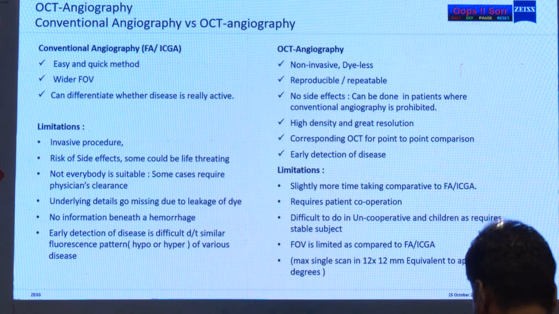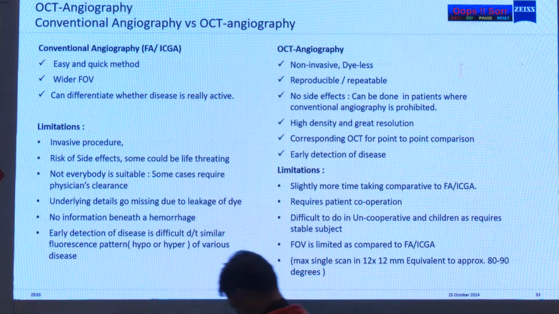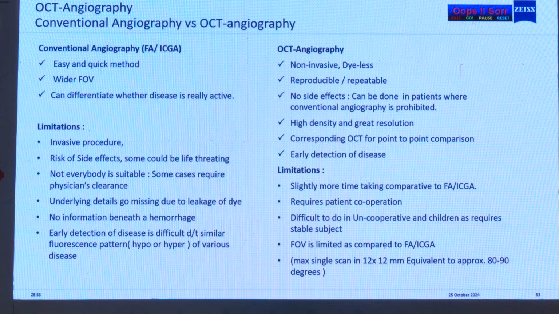So this is what is important: conventional angiography versus OCT angiography. Conventional is easy, quick, with a wider FOV, and can differentiate whether the disease is really active or not. But OCT angiography is non-invasive, dye-less, reproducible, with no side effects, high density and great resolution. So it corresponds more to OCT for point-to-point comparison and early detection of diseases. Thank you very much.